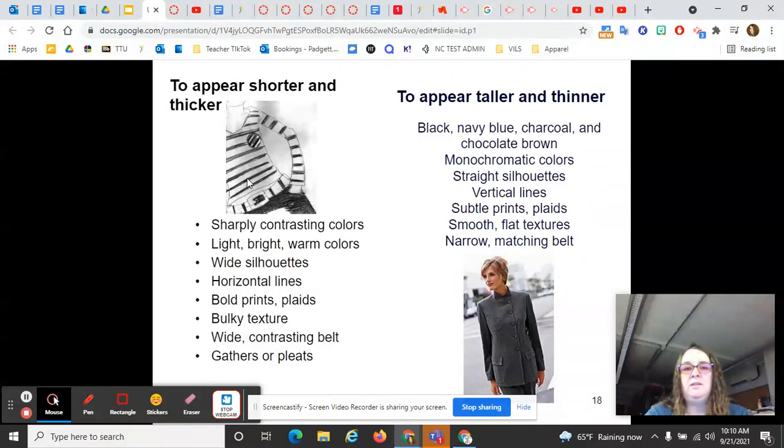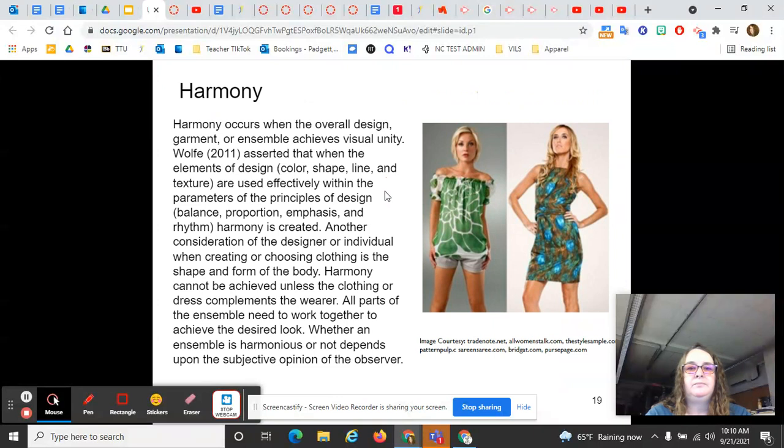This is important. You need to remember this. Harmony is how it all works together. Okay. It means, once you've gone through all of these elements of design, the 4 elements, when you put them together, did you create harmony? Does it come together as a unit? Okay. For example, these 2 outfits, completely, totally different. Do you see harmony? Do they work together? Okay.